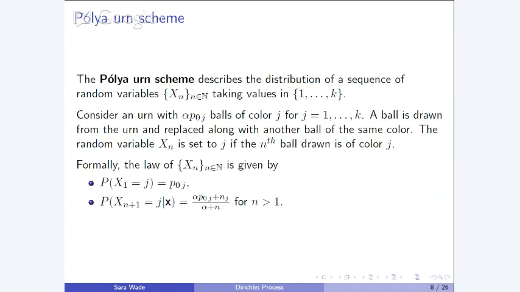Okay. The Polya urn scheme describes the distribution of a sequence of random variables, X_n, taking values in 1 to k. So we consider an urn with alpha balls, and it has proportion P0j balls of color j for j equal 1 to k. So that means we have alpha times P0j balls of color j. A ball is drawn from the urn, and it's replaced with another ball of the same color, and we set X_n equal to j if the nth ball drawn was of color j. So let's draw a picture to understand that.